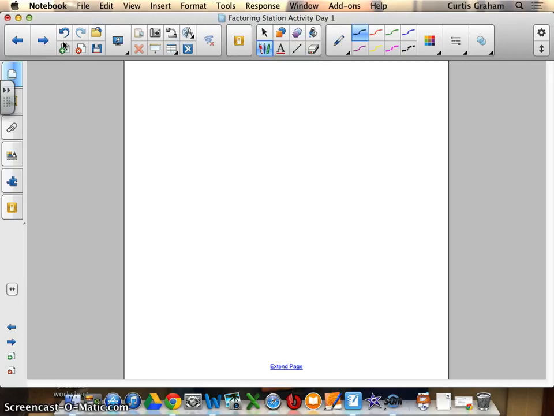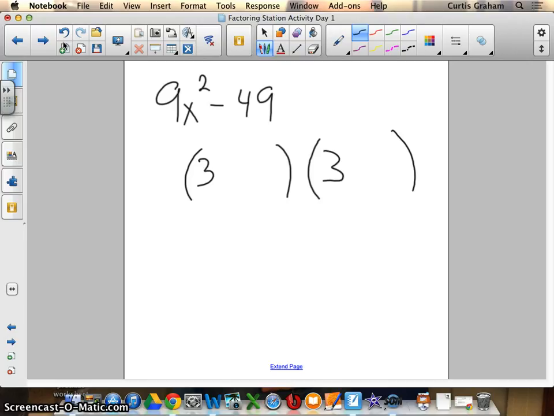All right, next example. 9x squared minus 49. Again, I'm looking for perfect squares, things that will cancel each other out. So the perfect square for 9x squared: the perfect square for 9 is going to be 3, and then I want to have an x. The perfect square for 49 is 7 and 7. I want to get a term of 0, so I'm going to do a minus and a plus.